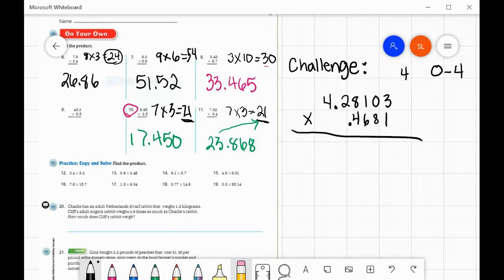So let's multiply. Actually, go ahead and do this problem on your own and then come back.